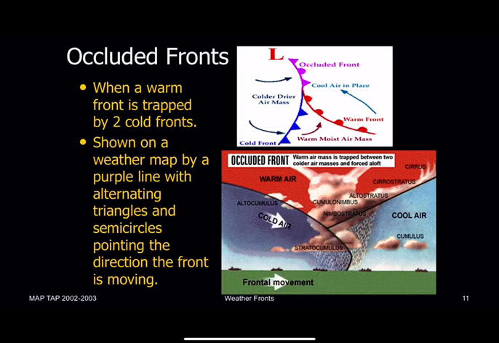Look at the weather map shown by a purple line alternating with the triangles and semicircles pointing in the direction of the front. Just because it's pointed in a certain direction doesn't necessarily mean it's moving very quickly. They will move. They're not stationary, but they'll probably move a bit slower than the other fronts will. Thanks to this, we'll get some major storms.